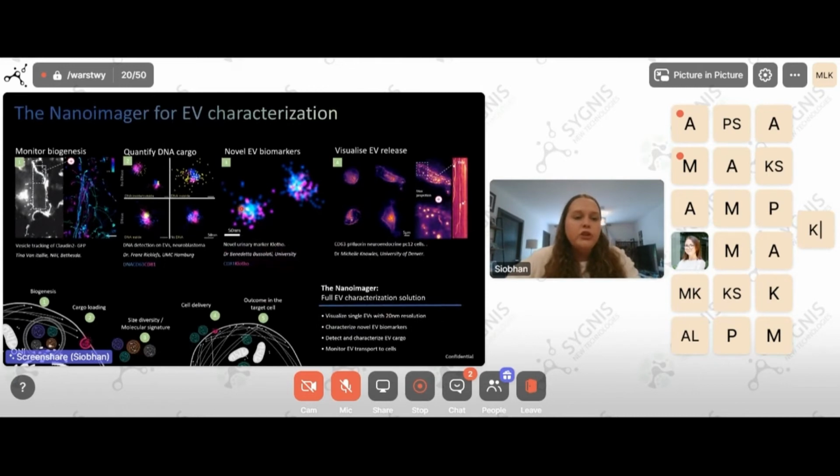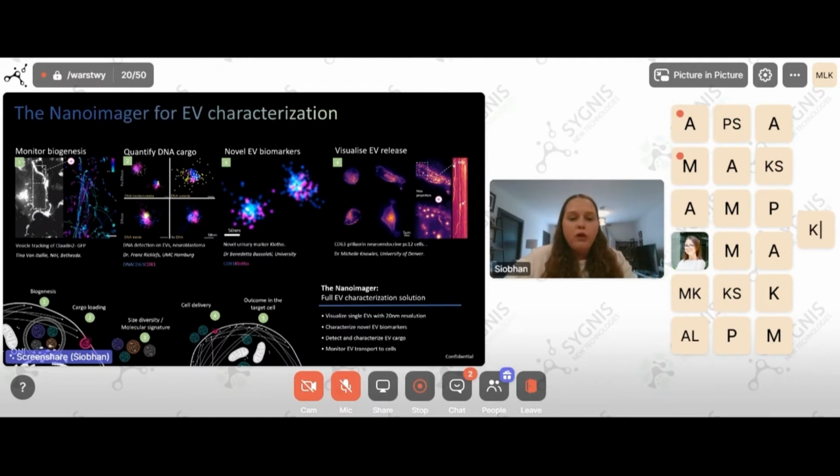So moving on to how super resolution can be applied to extracellular vesicles. Extracellular vesicles are a key area of focus for us at ONI, and it is one where we have created the Nanoimager to be used as a complete tool for EV characterization. We're able to do this because we can provide the high resolution techniques that allow you to characterize single extracellular vesicles, look at their biomarker distributions, and assess things like their size, structures, and morphologies.